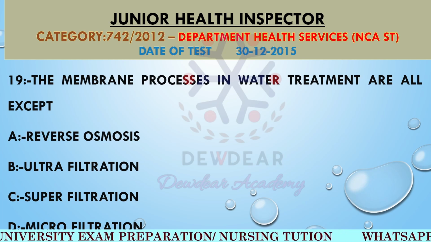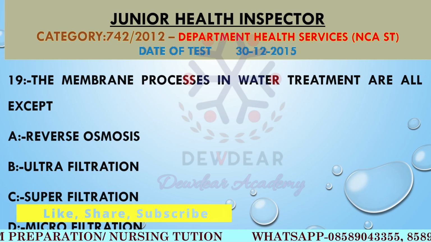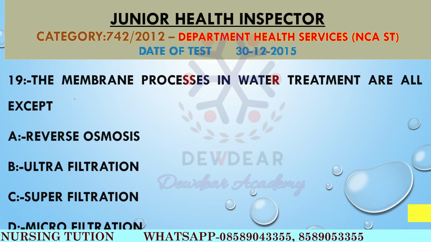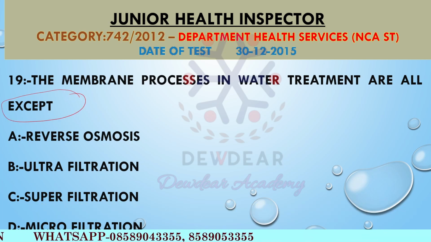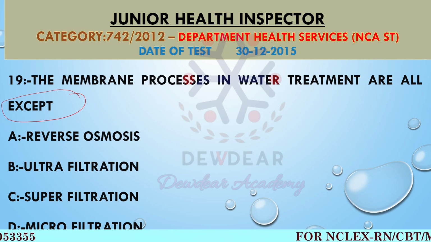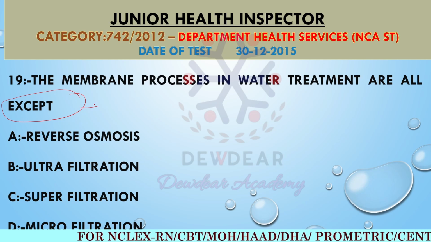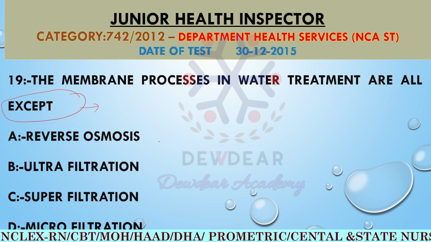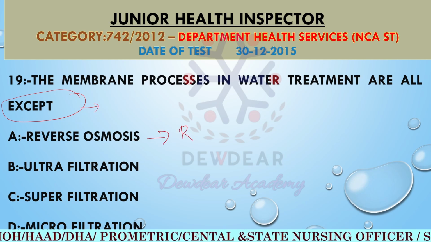So here we have to identify which is the membrane process which is not included in the water treatment. The membrane processes in water treatment are all except. So except means we have to identify the odd one out here. So first one is the reverse osmosis, RO.